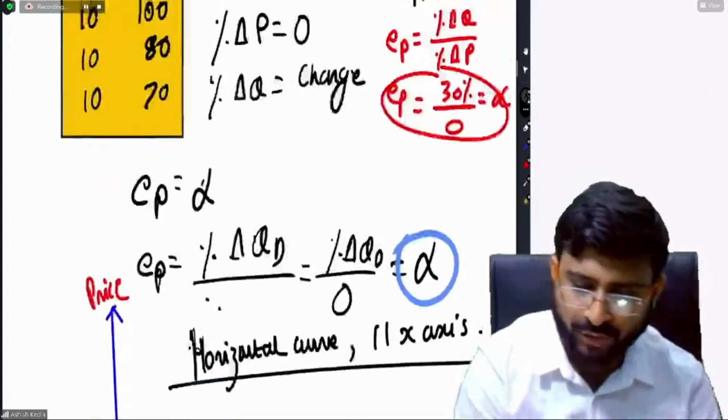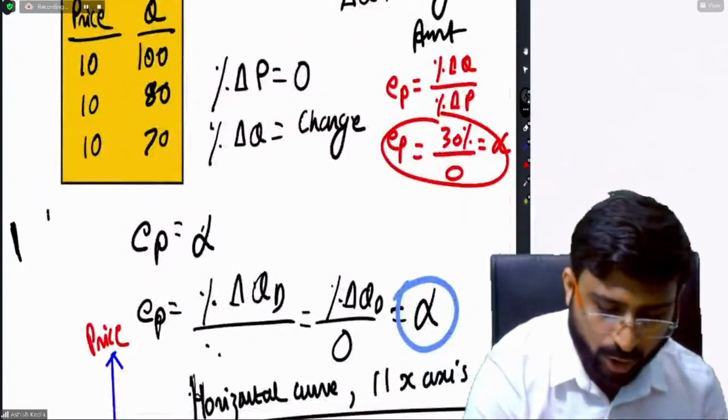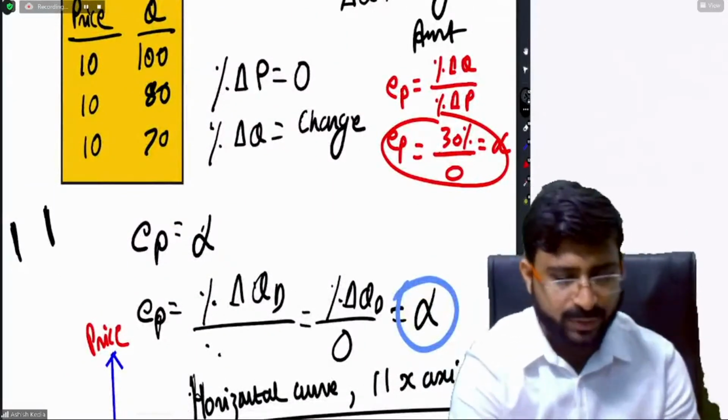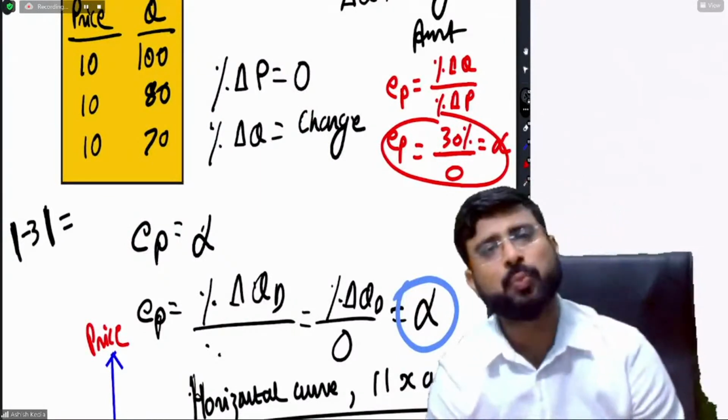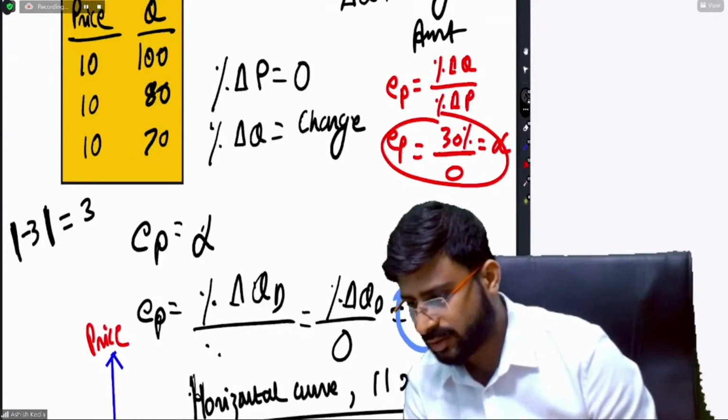Acha. One of our friends is asking what is the meaning of modulus. Friends, modulus is basically whatever negative you put, it will become positive. This is what modulus is.